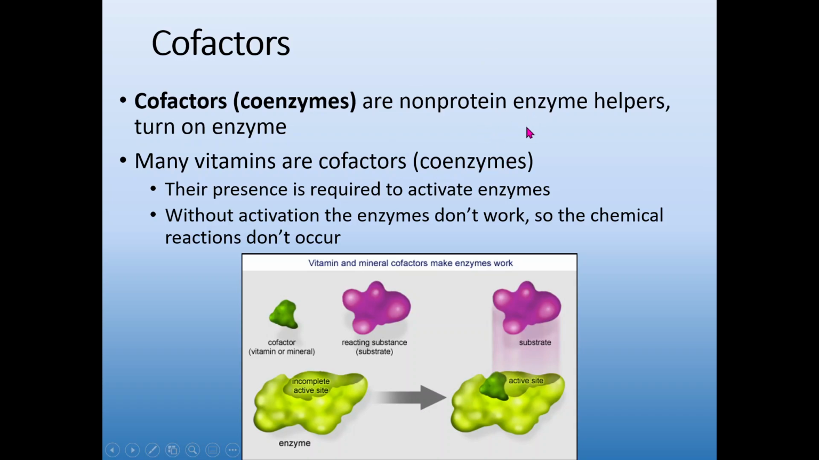So this is why vitamins are so essential to the functioning of the human body, because they are these coenzymes that are going to bind with enzymes and help those enzymes do their job, help them change a reactant into a product. So here we have an example.